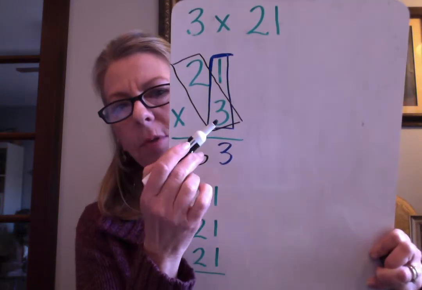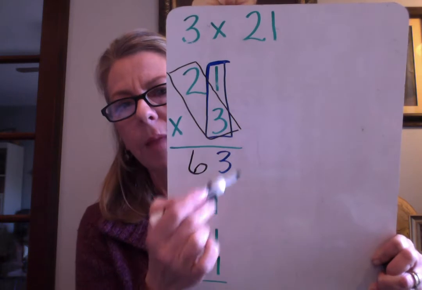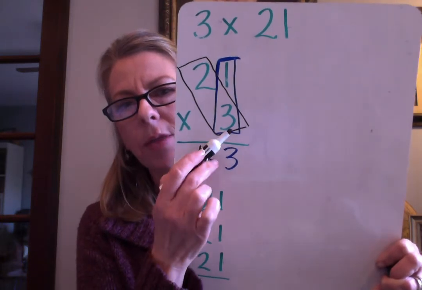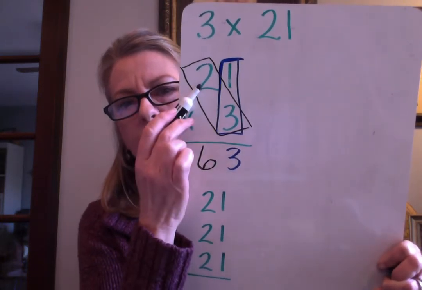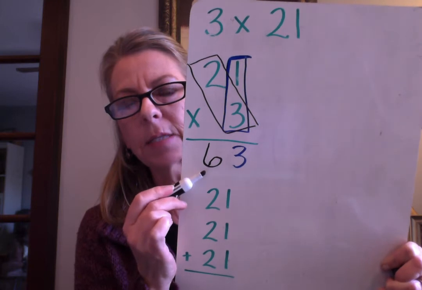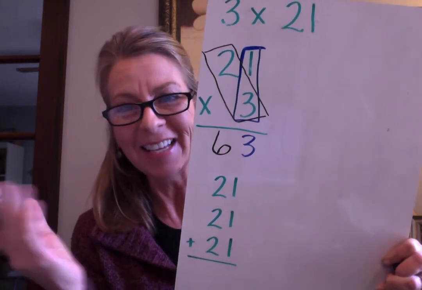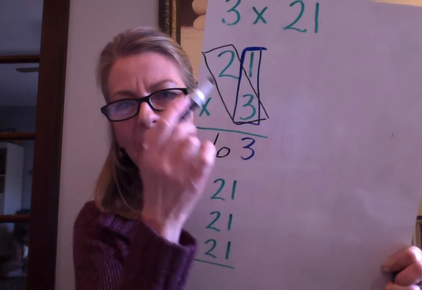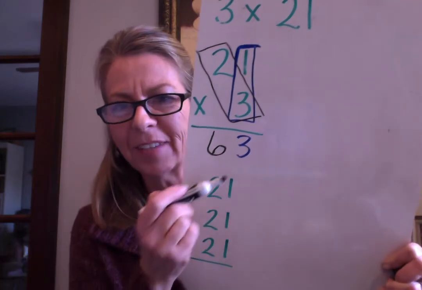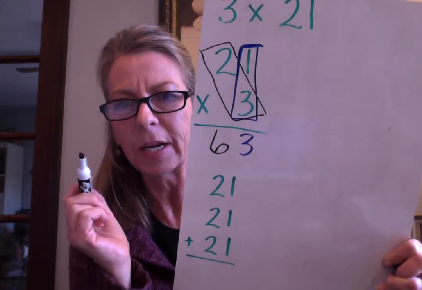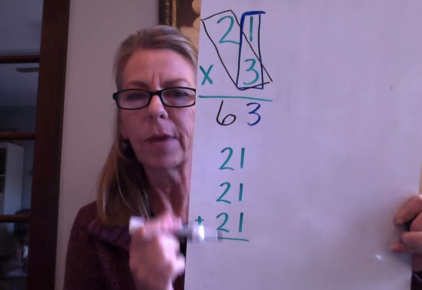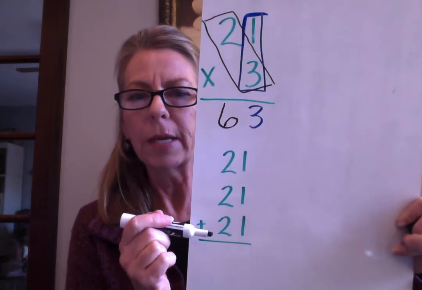So I multiplied 3 times 1, and I put my answer down. Then I multiplied 3 times my tens, and I put my answer down in my tens spot. And that's it, right? So see, if you know your facts, you just learn the pattern, and you've got easy multiplication here.